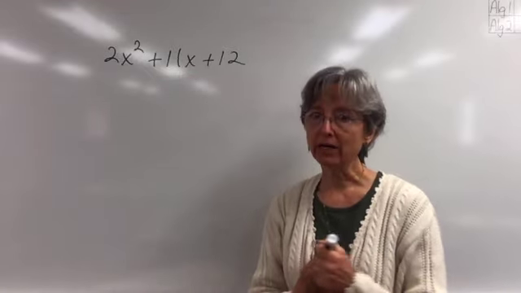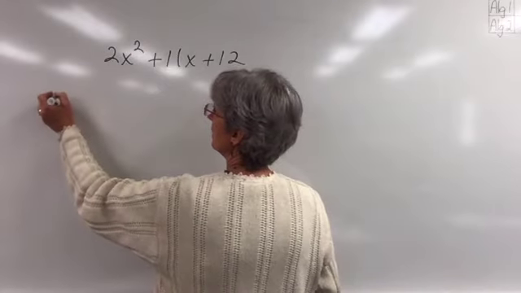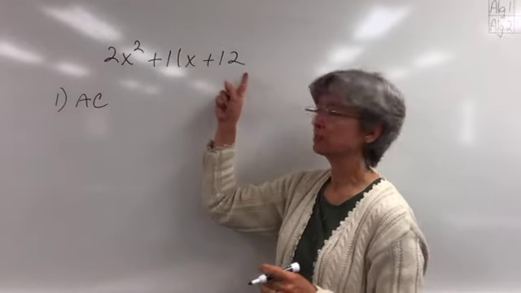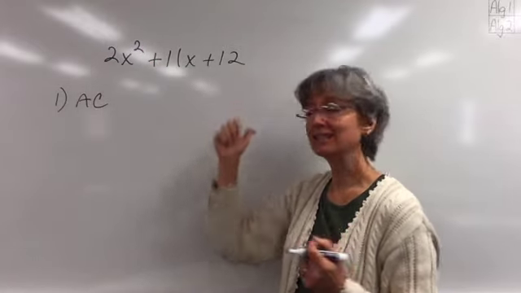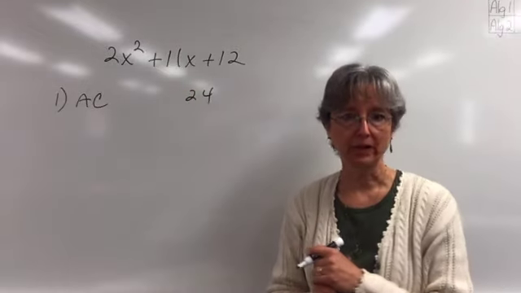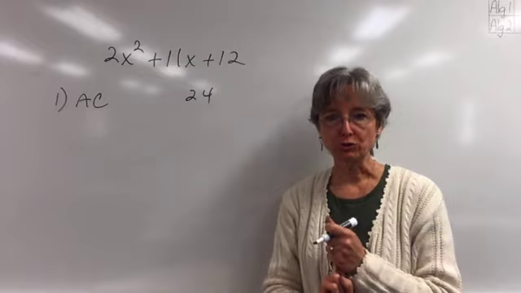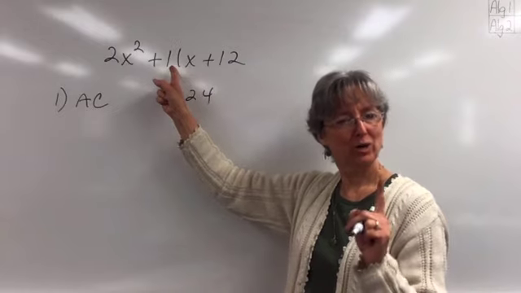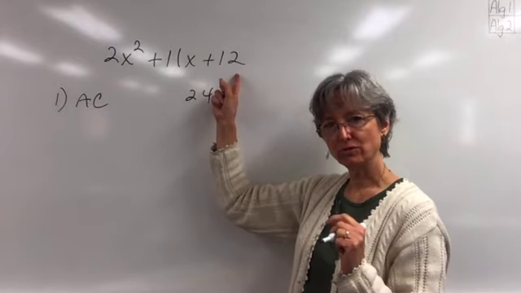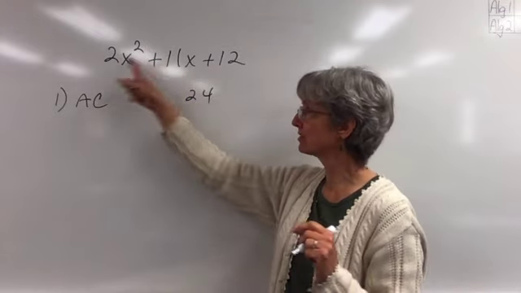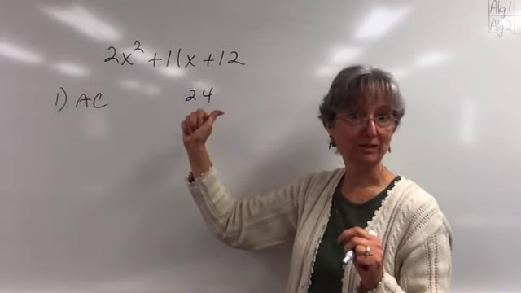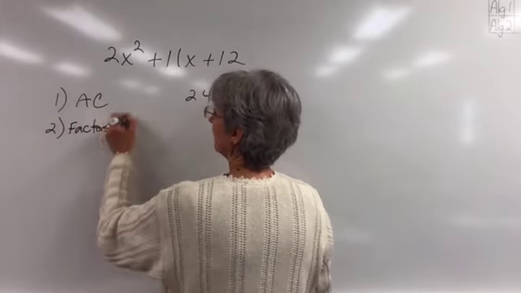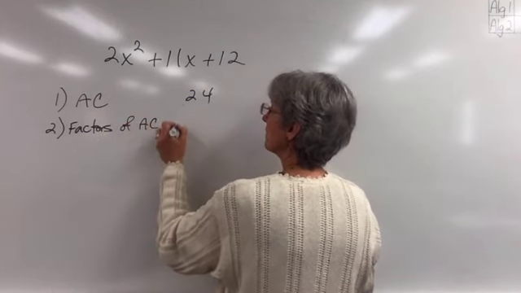So step 1, and you might want to write this in your notes. Step 1 is multiply a times c. Take this number times this number. So 2 times 12, in this case, that's 24. Okay? That's step 1. Step 2, try to find factors of 24 that add up to b. So see, it's just that one extra step. Instead of factors of 12 that add up to 11, it's factors of 12 times 2 that add up to 11. Do you see that? So that's step 2. Factors of ac whose sum is b.